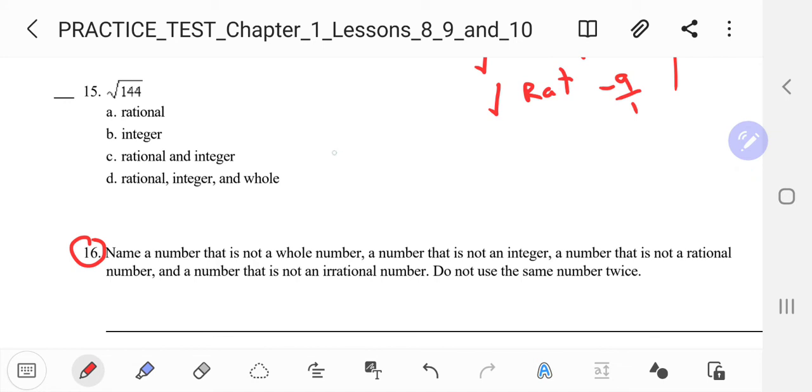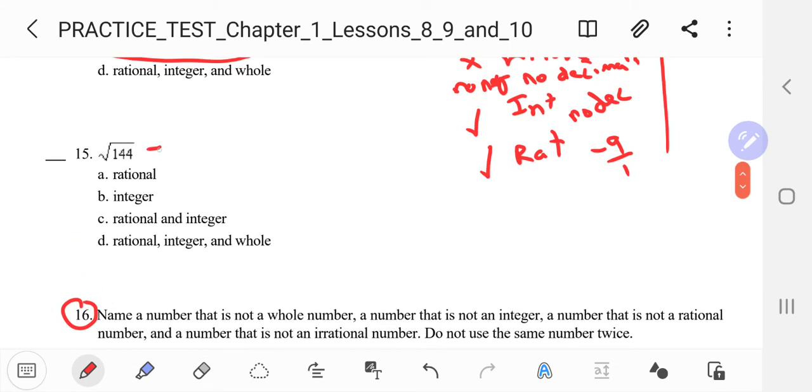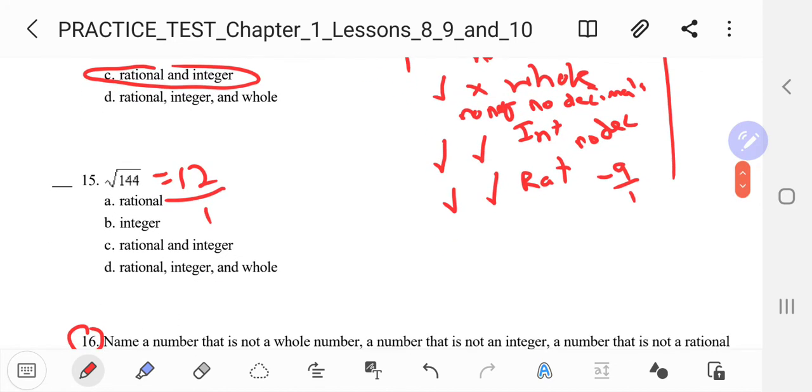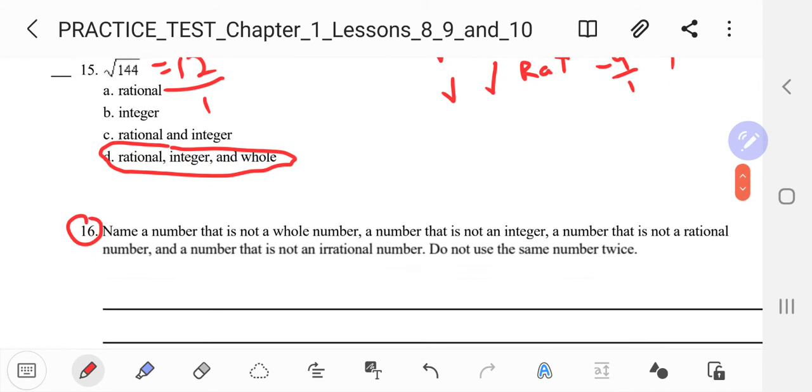Okay, we're going to classify this one. When I take the square root of that, it gets me 12. Is it natural? Sure, it doesn't have a negative or a decimal. It's just your regular counting number. Yes, it's whole. Is it an integer? Yes, because there's no decimal there. And rational, yes, because I can make it into a fraction by putting it over 1. They don't have natural here, but we had to go with D because they don't have another option.